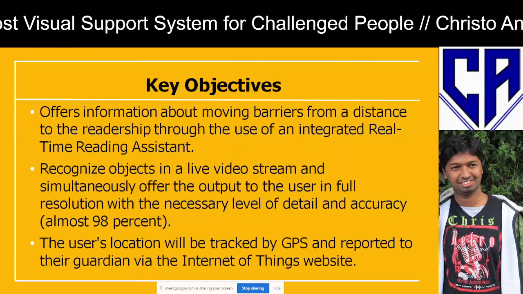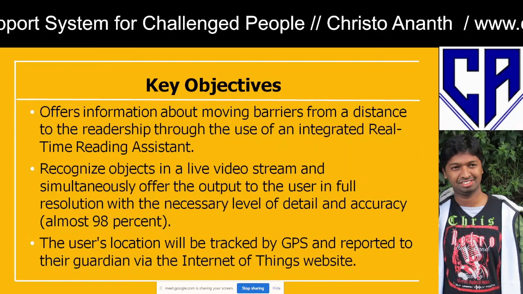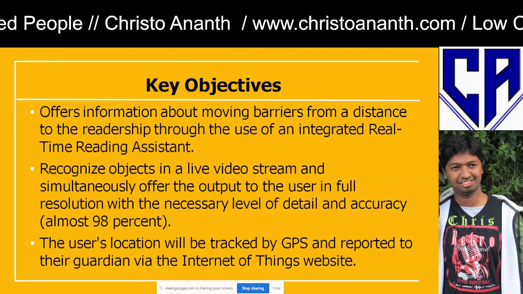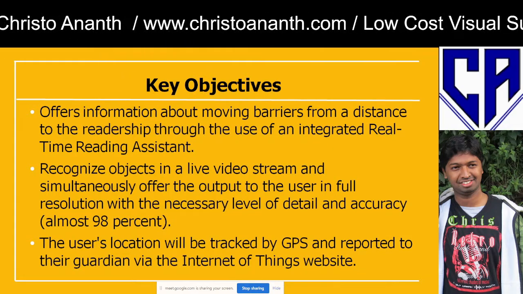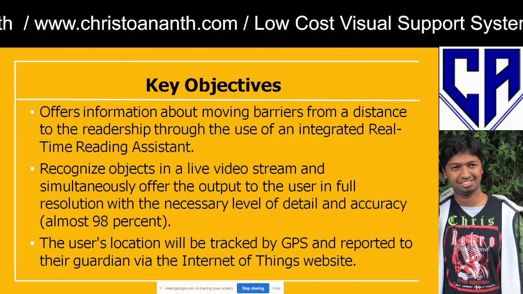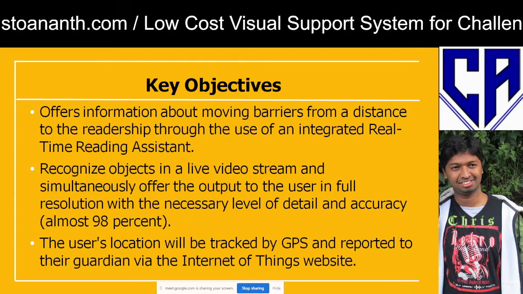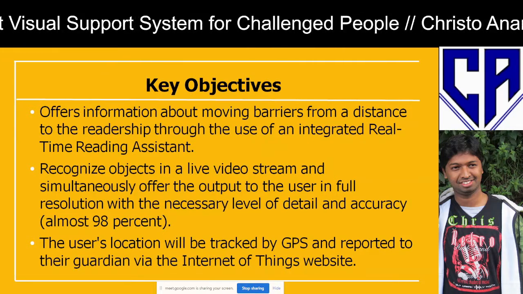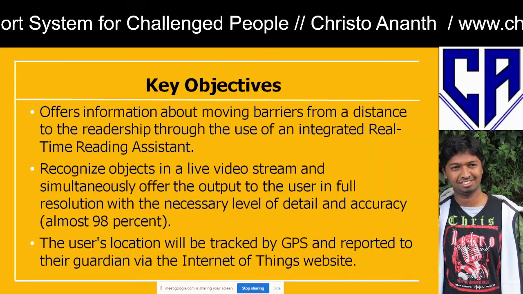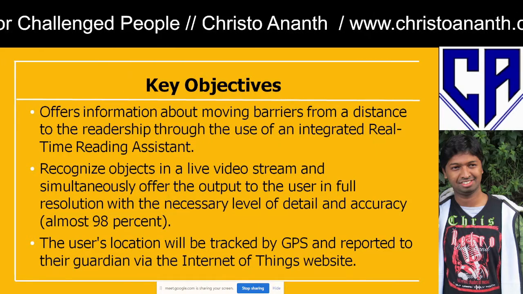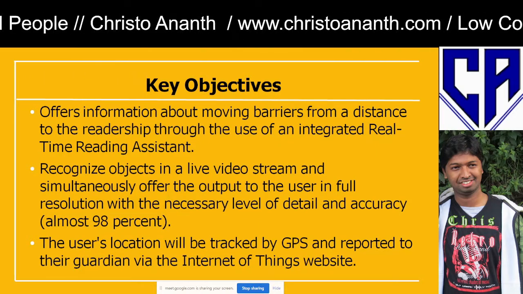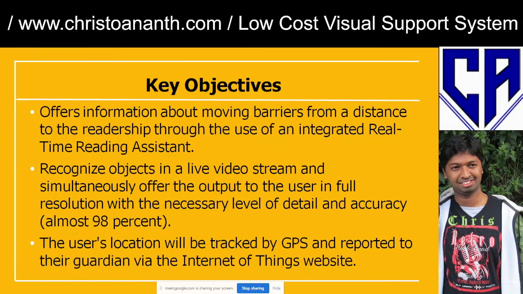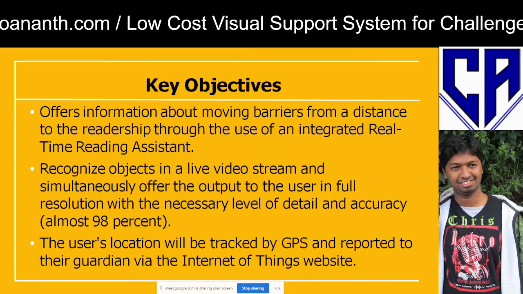So these are the key objectives of my paper. So we are going to get much information about the moving barriers because it's not something fixed. We are going to go for something transferred on and on from a distance to the reader, generally in the case of the integrated real-time reading assistant. Definitely, we are going to recognize objects in a live video stream, and we are going to offer the output to the user in full resolution, almost like we get an accuracy of around 98%. And the user's location will be tracked by the GPS, and generally it will be reported to the guardian via the IoT.